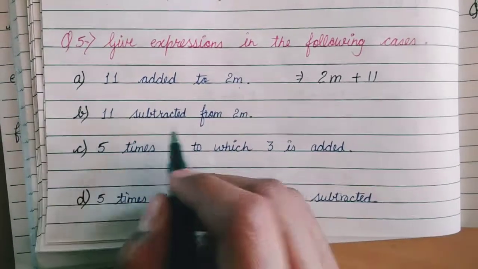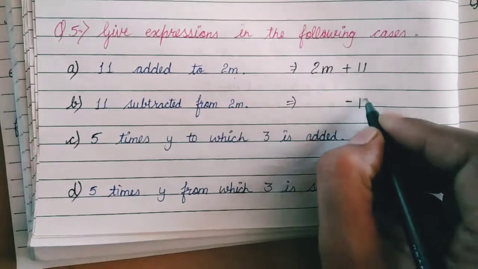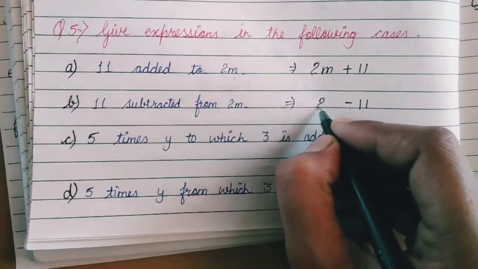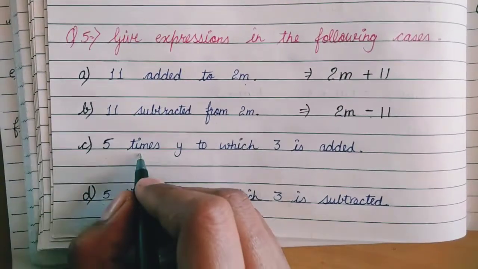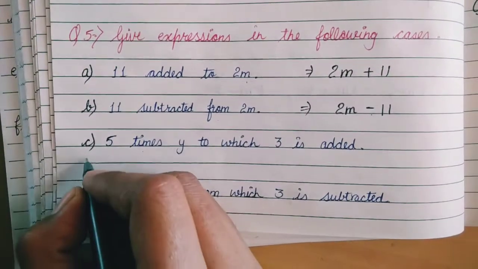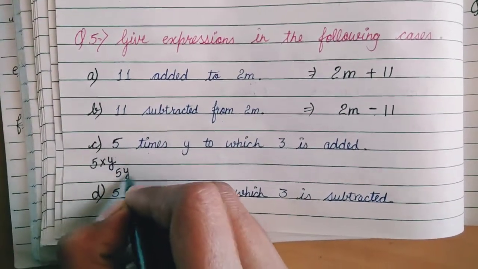Then 11 subtracted from 2m. So what is 11 doing here? 11 is subtracted from 2m. Then C is 5 times y. It means 5 is multiplying by y, which will give us 5y.